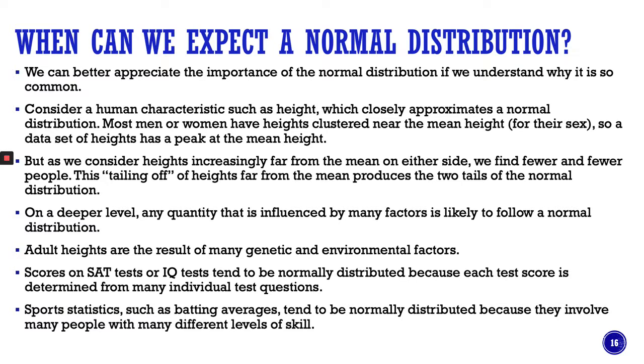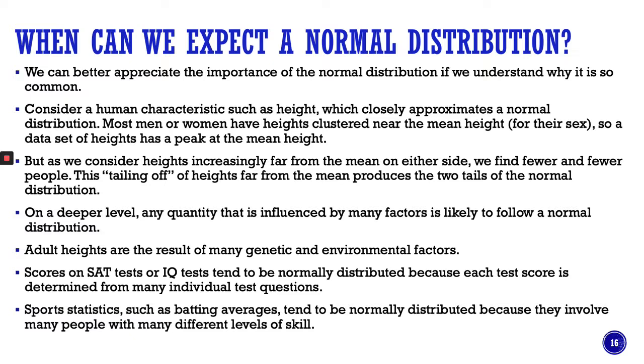When can we expect a normal distribution? Well, we can better appreciate the importance of the normal distribution if we understand why it is so common. Consider a human characteristic such as height, which closely approximates a normal distribution. Most men or women have heights clustered near the mean height for their sex. So a data set of heights has a peak at the mean height. But as we consider heights increasingly far from the mean on either side, we find fewer and fewer people. This tailing off of heights far from the mean produces the two tails of the normal distribution.